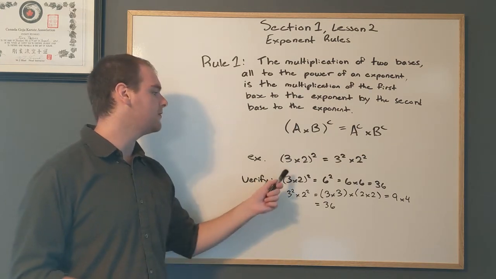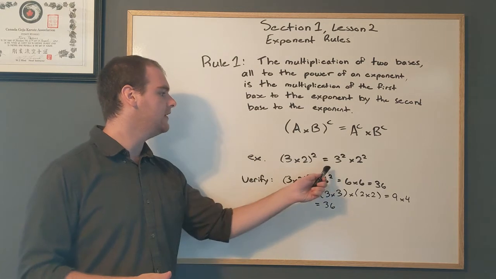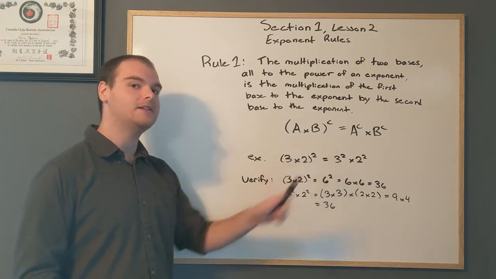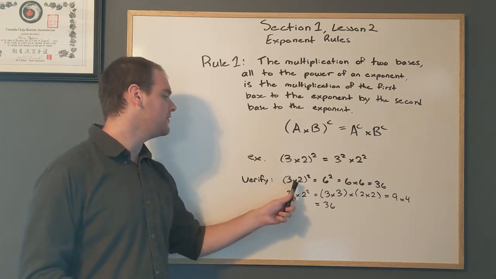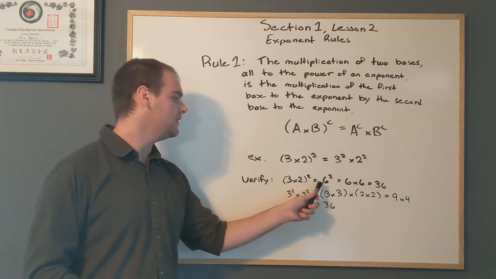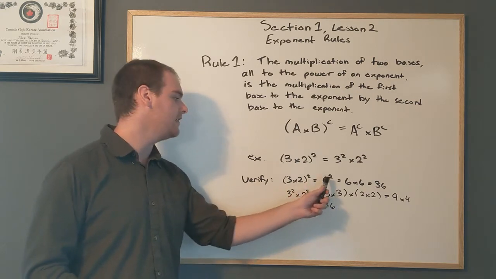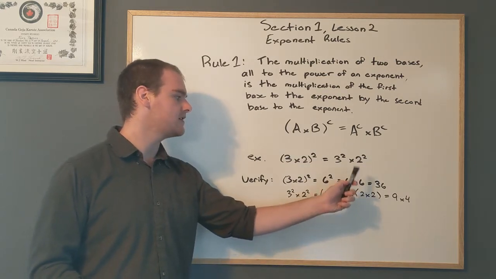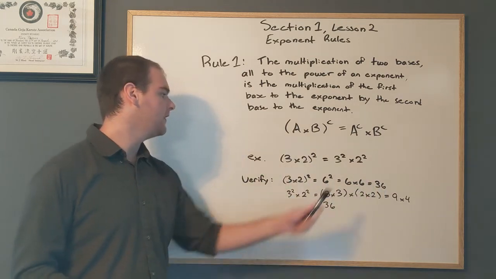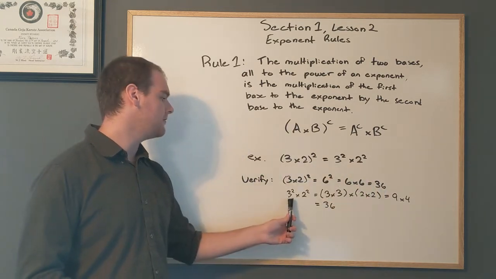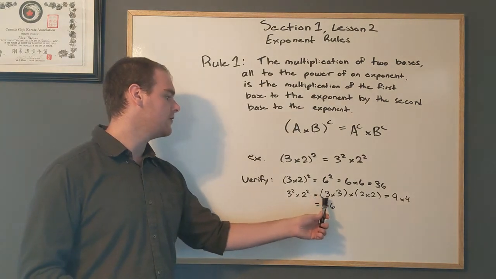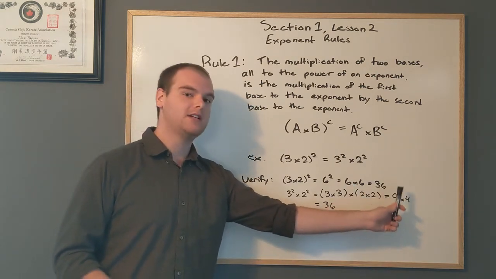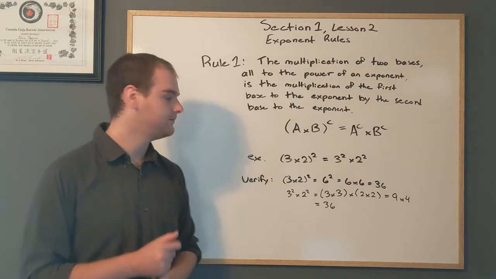As an example, I have 3 times 2, all of that squared, is 3 squared by 2 squared. And we can verify this by evaluating each side independently. So (3 by 2) to the power of 2 is 6, if we evaluate the base on the inside, to the power of 2, which by our definition of an exponent is 6 by 6, which is 36. If we evaluate the right side, we have 3 squared by 2 squared, that's 3 by 3, multiplied by 2 by 2, which is 9 times 4, which is 36.